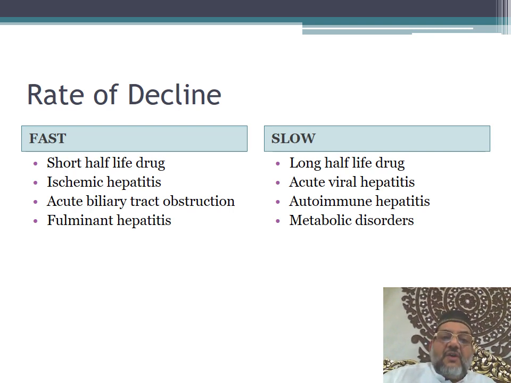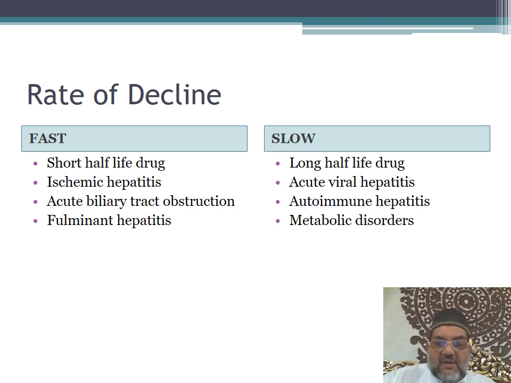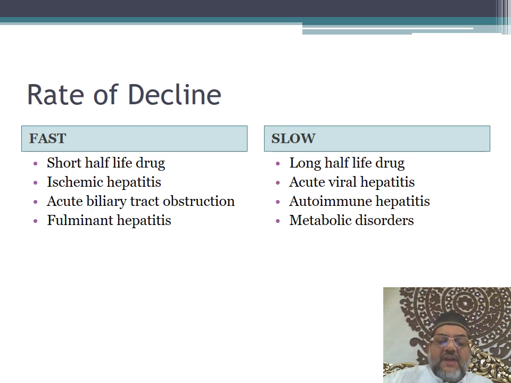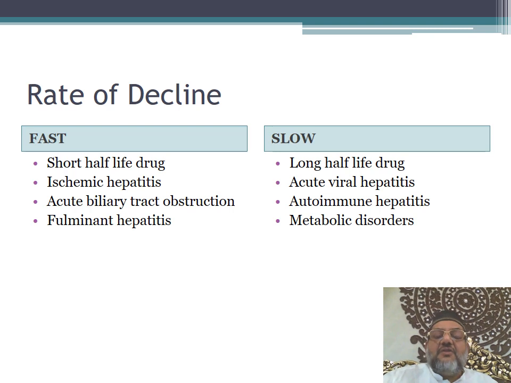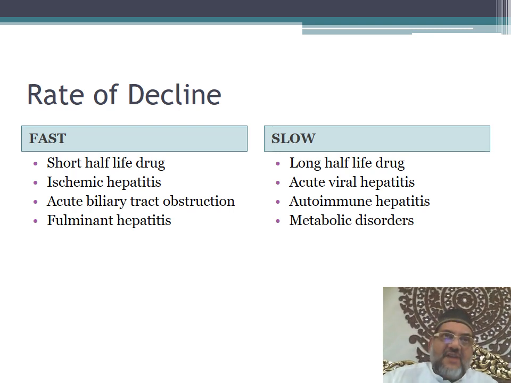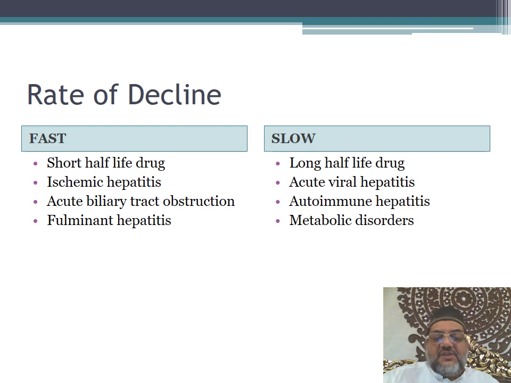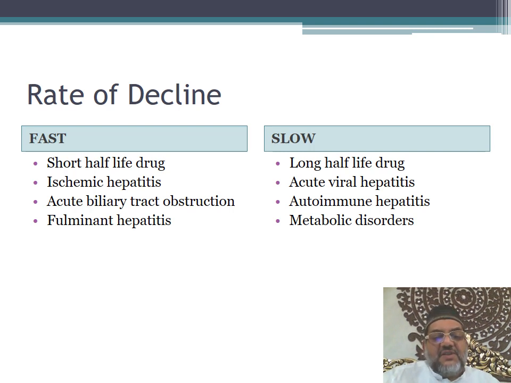Sometimes the patients who have got fulminant hepatitis show a rapid rate of decline, and these are the patients who recover completely. The rate of decline is slow in those drugs which get accumulated in the liver when the damage to the liver is going on, such as viral hepatitis or autoimmune hepatitis or metabolic disorders like hemochromatosis, when the process is going on, and similarly in Wilson disease. So the rate of decline will remain there, but it will be slow.